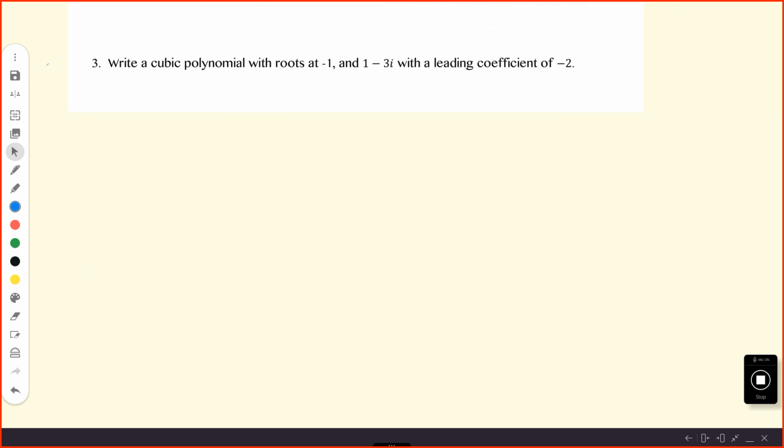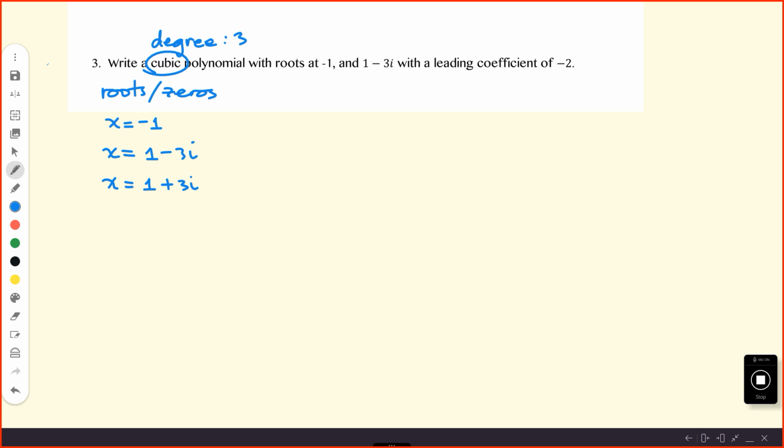So number 3, we're going to write a cubic polynomial with roots at -1 and 1 minus 3i with a leading coefficient of -2. So again, cubic, we're going to write a polynomial with degree 3. Okay? And then let's write the roots here, or the zeros. So the first one is x equals -1. The second one is x equals 1 minus 3i. It's a binomial. And again, it comes with a pair. What is the pair of 1 minus 3i? 1 plus 3i. So x equals 1 plus 3i.